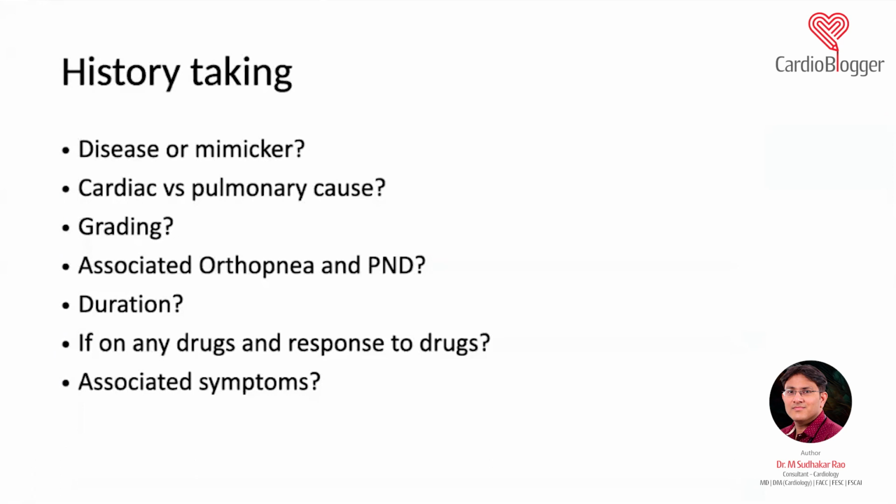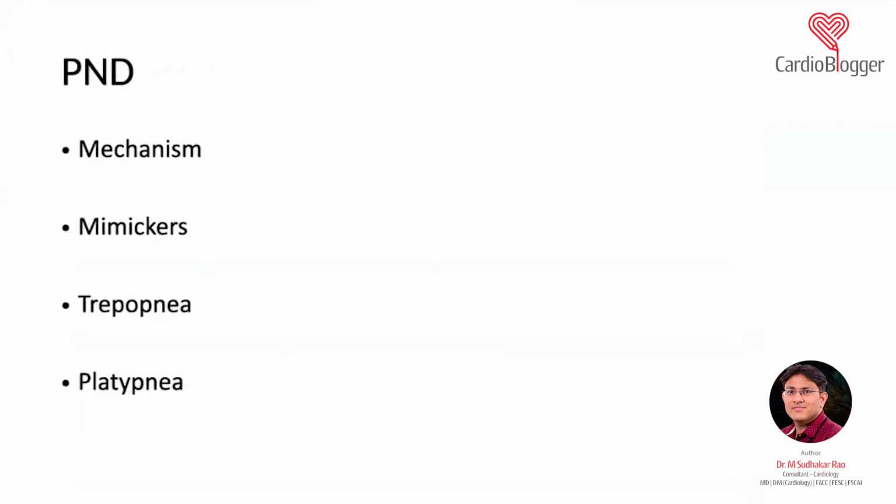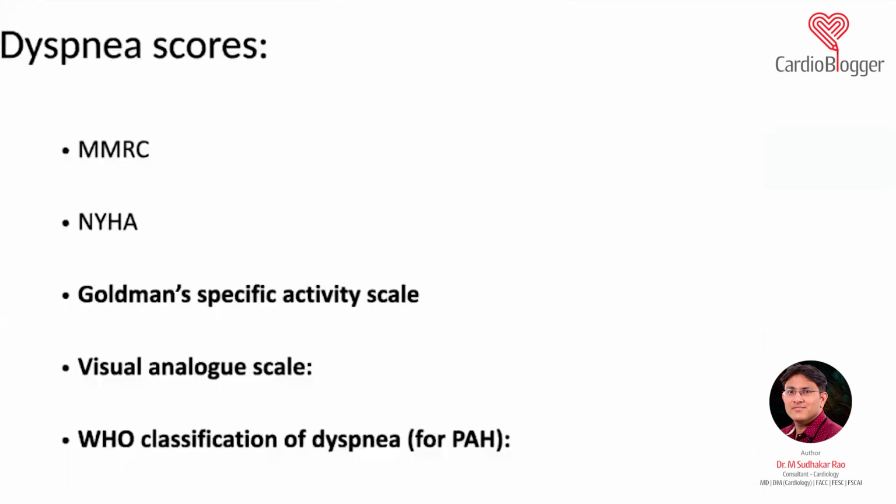Now, also you should grade the dyspnea. I won't go into the MMRC grading of dyspnea, because you will be reading that in your respiratory classes. But the most common score which we use in cardiology is NYHA. NYHA does not only tell dyspnea; there are 4 cardinal symptoms which it assesses: dyspnea, palpitation, fatigue, and chest pain. So all these 4 symptoms can be assessed by NYHA.